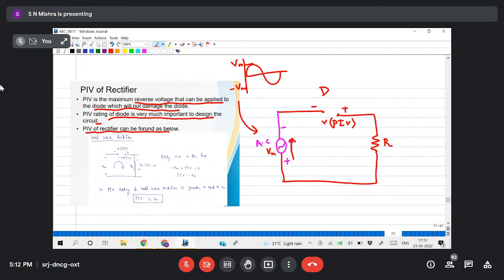Once you understand that, I need to find out the PIV, means this voltage I need to find out. I don't know this voltage. I am representing it here as V, my PIV. So that's why I am writing here V as PIV. Now you can apply KVL in this loop. What is the current flowing across this open circuit?